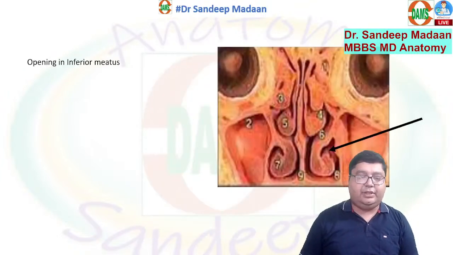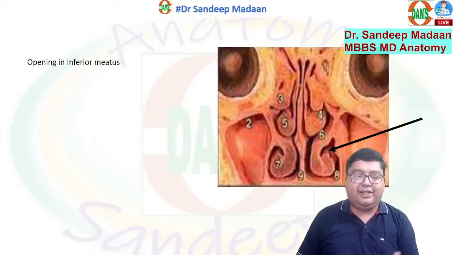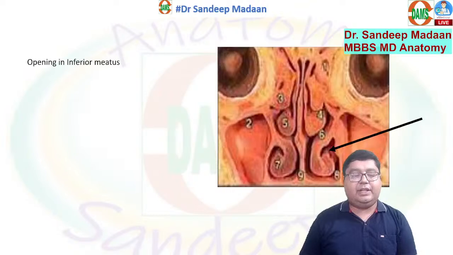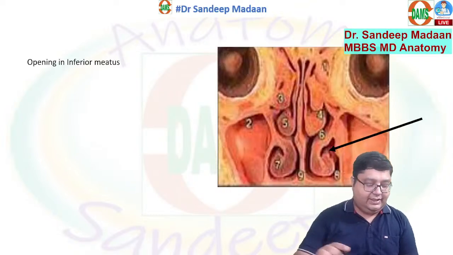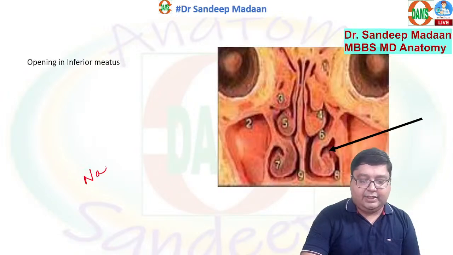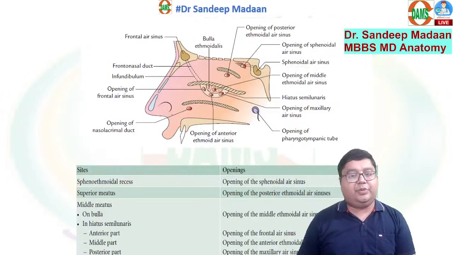Now, one question which I have got is the opening in the inferior meatus. Even without the choices, we know there is one structure, that is nasolacrimal duct, that will be opening in the inferior meatus, right? Nasolacrimal duct will be the answer. And we know all other options as well, because we have discussed what structure will be opening where.